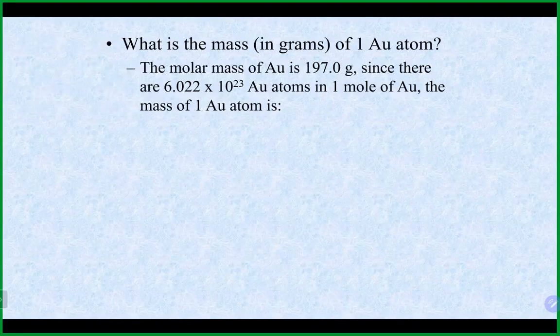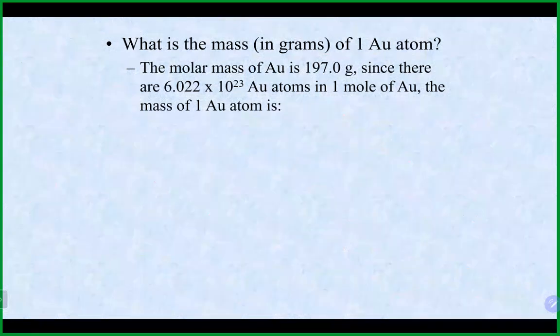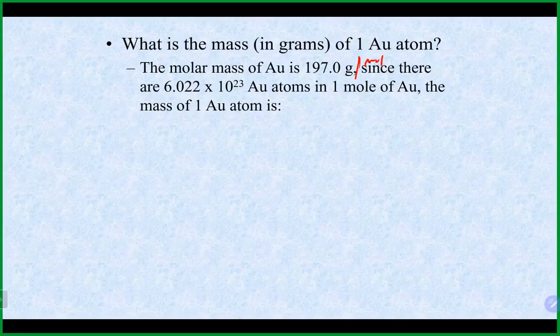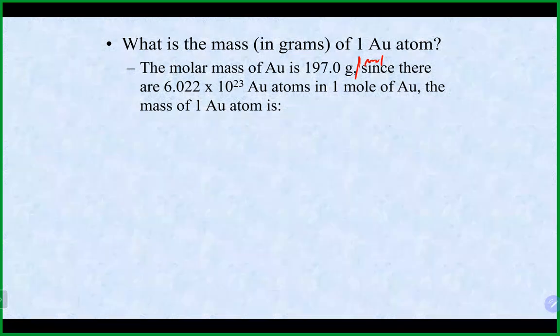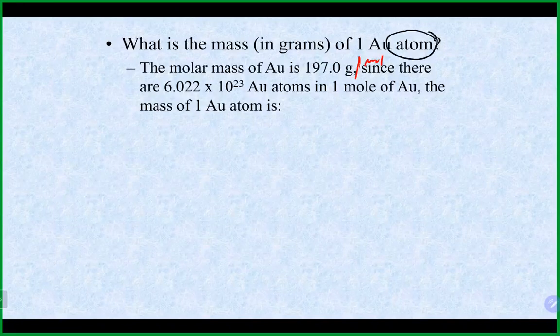What is the mass in grams of one gold atom? The molar mass of gold is 197 grams per mole. Take a look here. In this case, we're looking for the mass in grams of one gold atom. The key here is that the rest of it may not be given to you, but atom means at some point we should probably use Avogadro's number here.